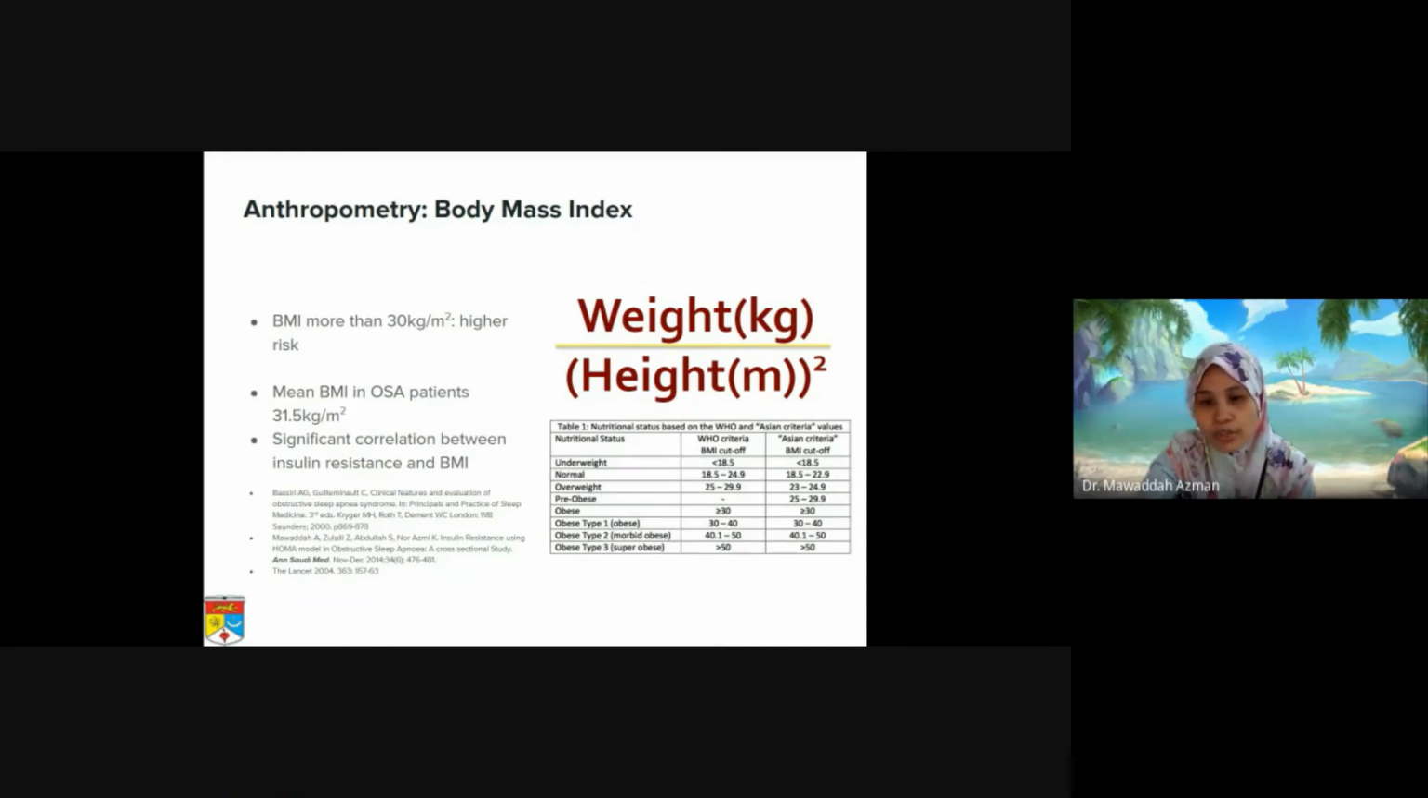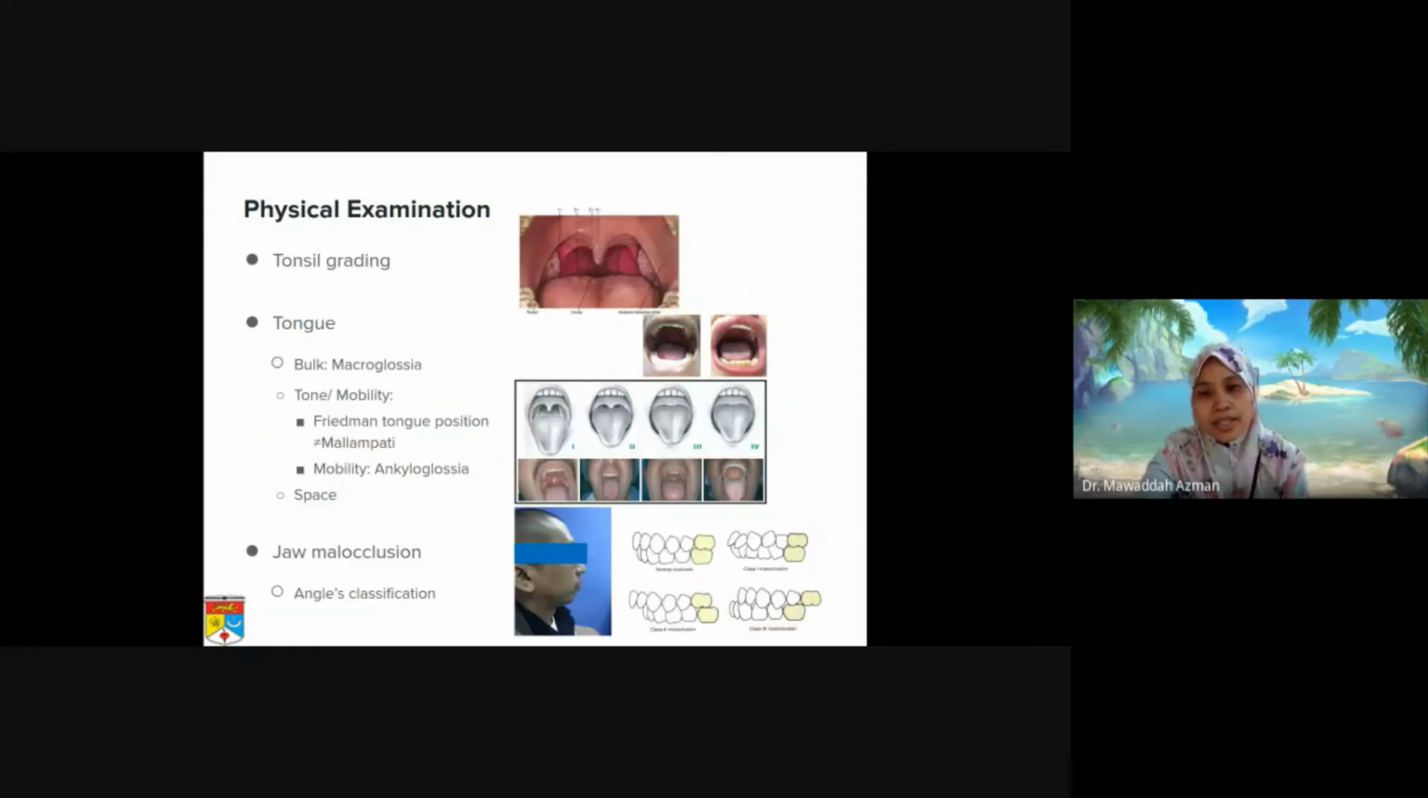The cutoff point for overweight for the Asian population is 23 kilograms per meter square, and there is this pre-obese category which starts at 25 kilograms per meter square for the Asian population. This is because Asians have been shown to have higher cardiovascular comorbidities, even presenting with a lower body mass index. So in the clinic, this is what we do.